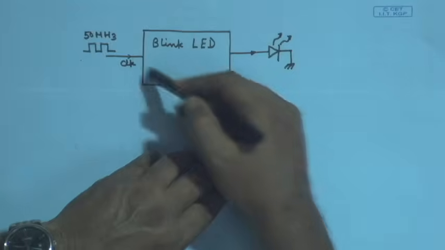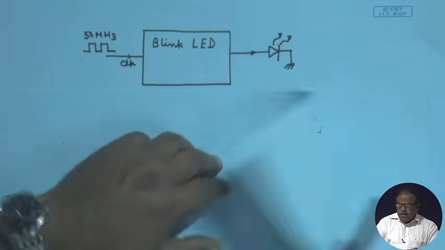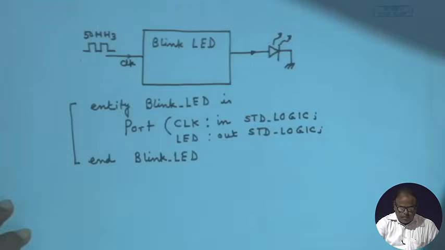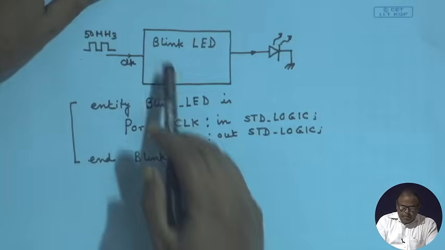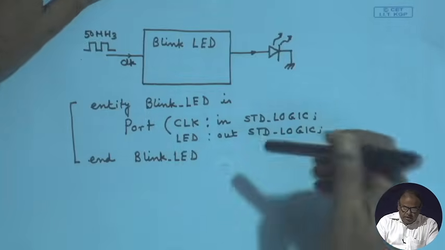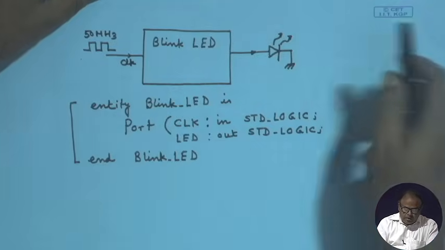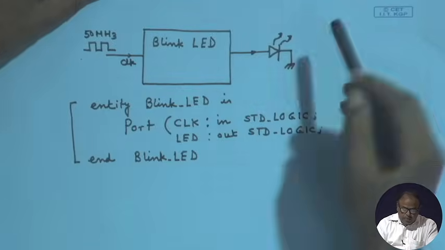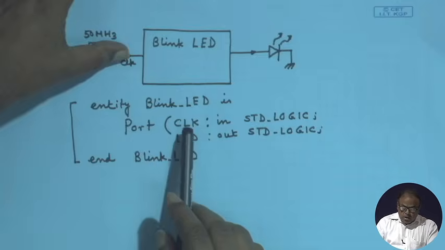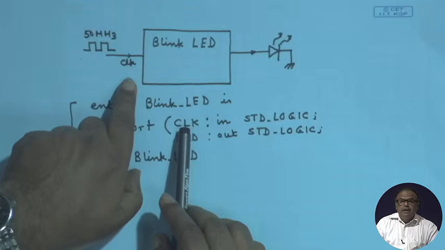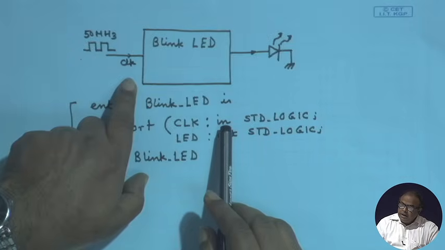Now, how do I describe this simple system? This is the overall entity. So, I start by describing it as entity blink_LED. I have put this underscore so that the name is proper, and it has ports. What are the ports? CLK is the clock, which is of type std_logic.